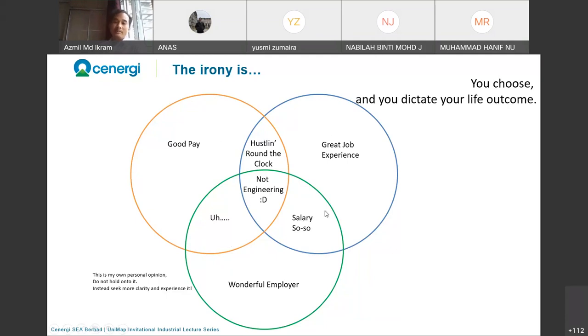We try to reach a balance over here, lah. So if you want to have a great job experience, good pay and wonderful employer, not engineering. It's a joke. You can still get all three by doing engineering. It's how you see the perspective in this sense, lah.